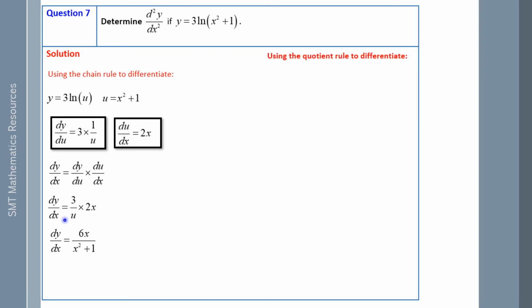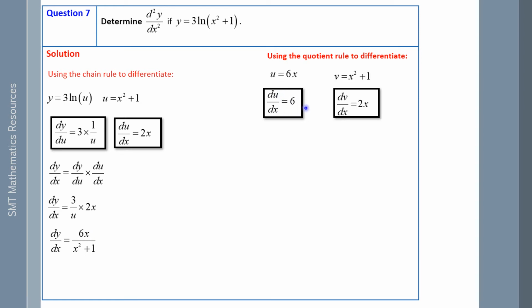Now we have to work out the second derivative, and to do that, you need to use the quotient rule because you've got a function divided by a function. So u is 6x, v is x squared plus 1. The derivative of u is 6, so du/dx is 6, dv/dx is 2x. The quotient rule, vu' take uv' over v squared.